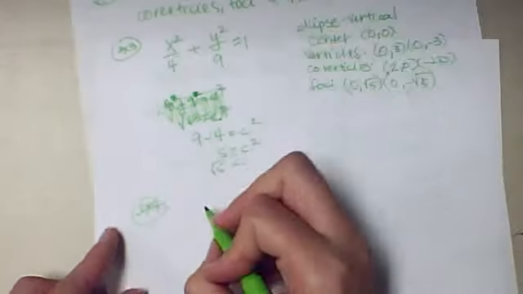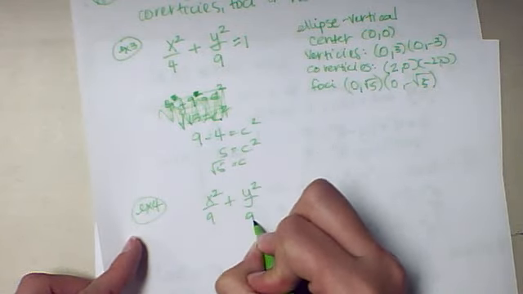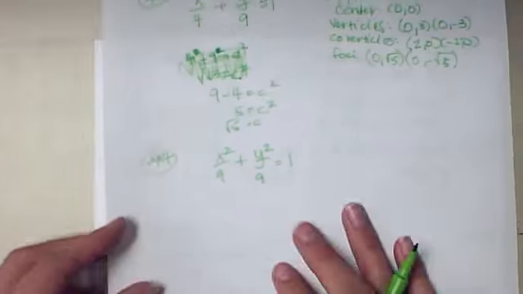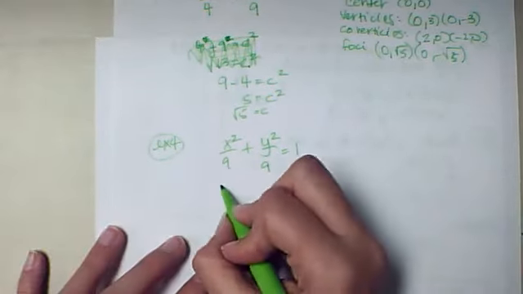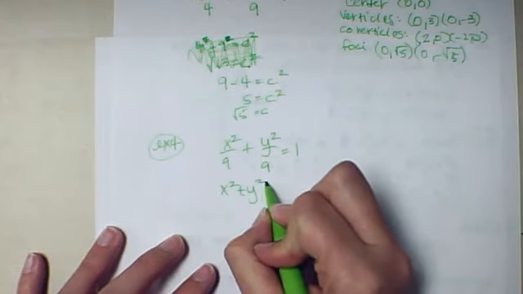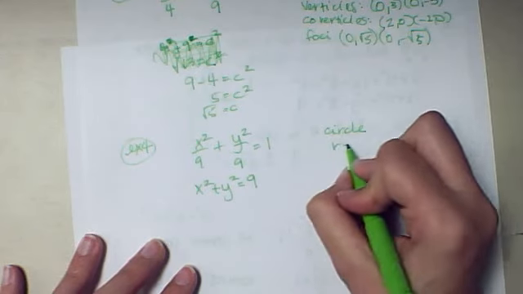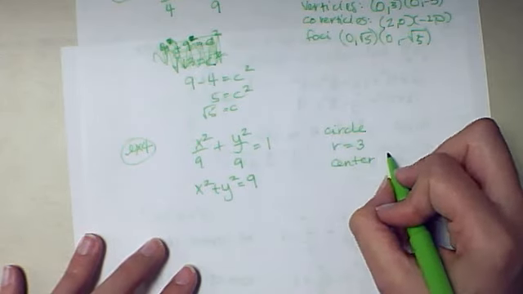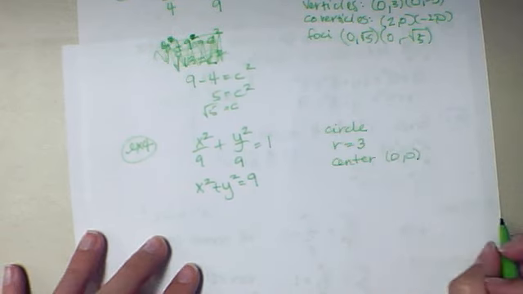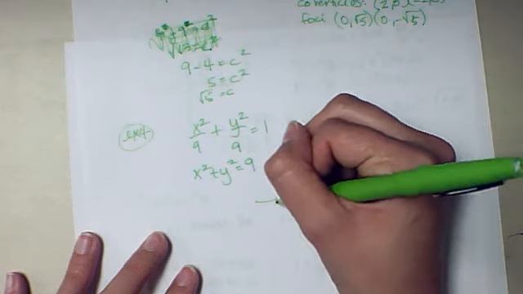Let's look at one more example. If I have x squared over 9 plus y squared over 9 equals 1, you'll notice that these two are the same. So I could multiply the whole thing by 9 and get x squared plus y squared equals 9, which lets me know that it's a circle with radius of 3 and center (0, 0). And if I want to sketch that, I'm going to start at (0, 0) and go out 3 each way.